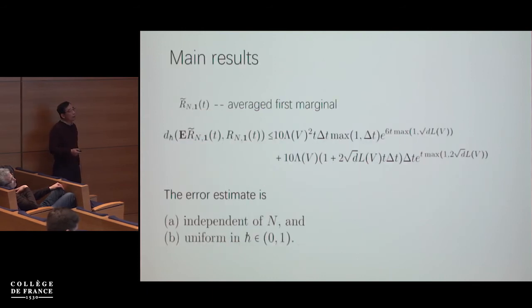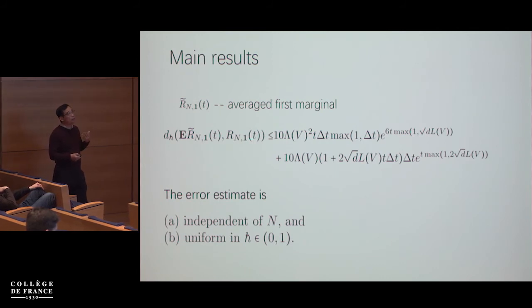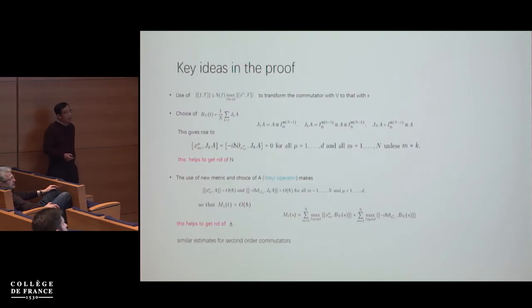So our main result is that this distance between the first marginal of the analytic density operator and the expected value of the numerical one is bounded by essentially order delta t. And if you look at all these other things, there's no h, there's no n, no h bar. So the error estimate is independent of n and independent of h bar. Okay? And the proof is very much involved. It really takes people like Francois and Thierry to tackle this problem.